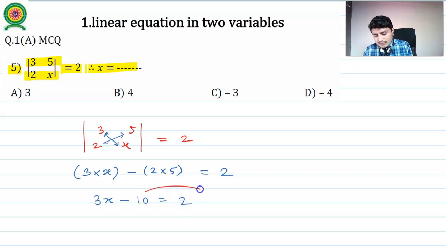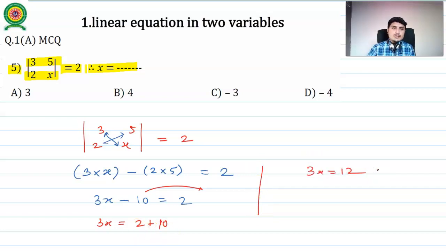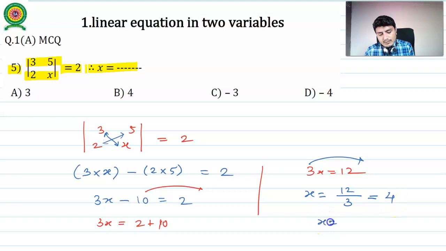Now once we shift the minus 10 from LHS to RHS, so that we are getting the value of 3x to be equal to 2 plus 10. Now 2 plus 10 is 12, so that we are having 3x equals 12. Our target is to evaluate the value of x, not the 3x. So try to shift that 3 from LHS to RHS. x equals 12 divided by 3, we have 4. So the value of x is 4. So our correct choice is B as 4.